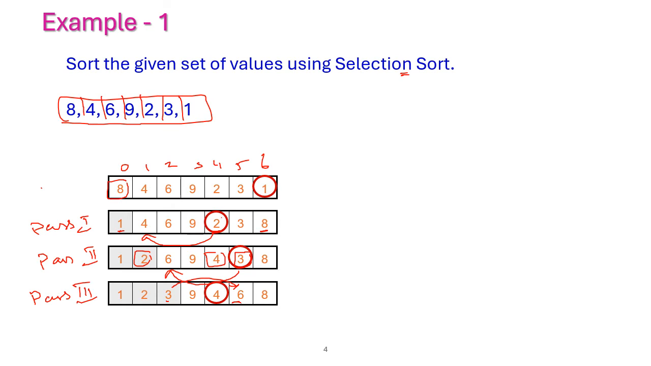Now the next minimum value is 4. Now this 9 and 4 will get exchanged. See, 9 and 4 will get exchanged. So this is pass 4.